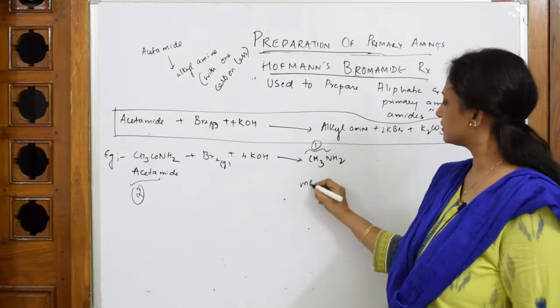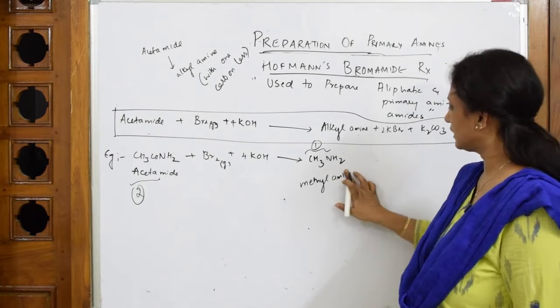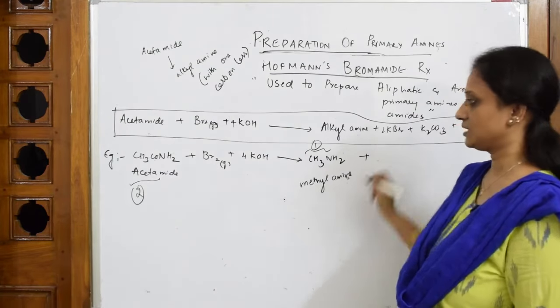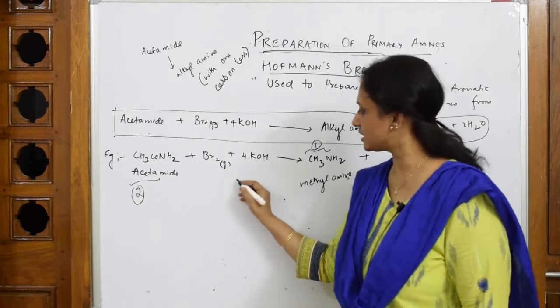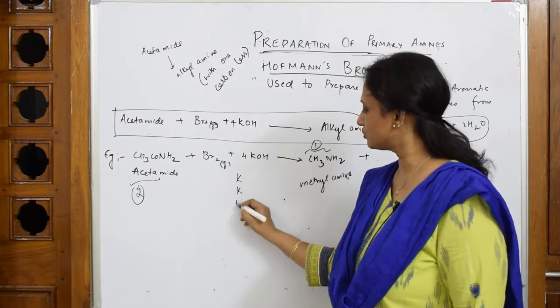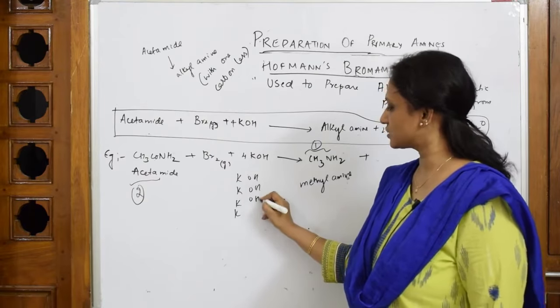What is this compound? This is a primary amine, that is methylamine. Now let us see. This part is over. Let us come back. Now you have 4 potassiums, 1, 2, 3, 4. Now OH is like this. Simple. The reaction is very simple.